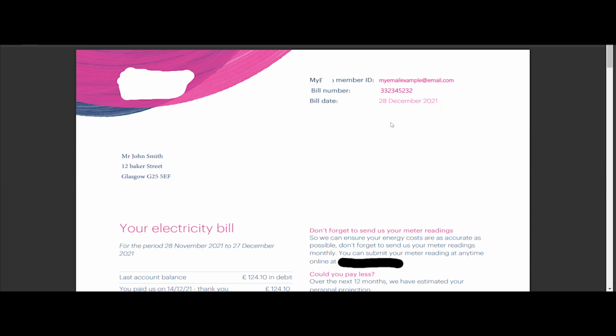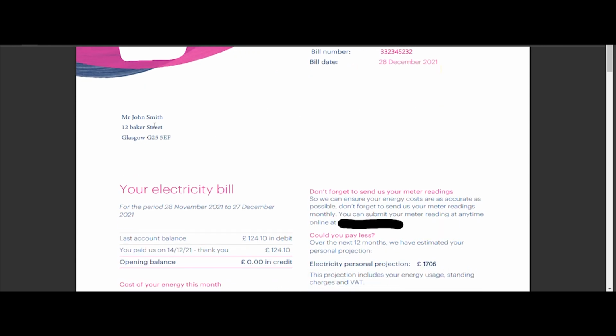So here's a bill. The first thing you will notice is at the top of the bill, which is the email address. This is just the email address you've given them. You're receiving e-bills on this email address. This is just a bill number, which is a number for them to identify this bill in their database. Then we have the bill date, which is just the date when the bill was issued.